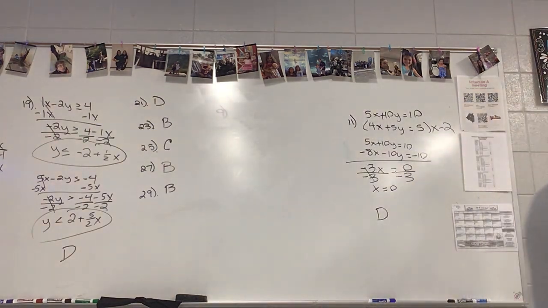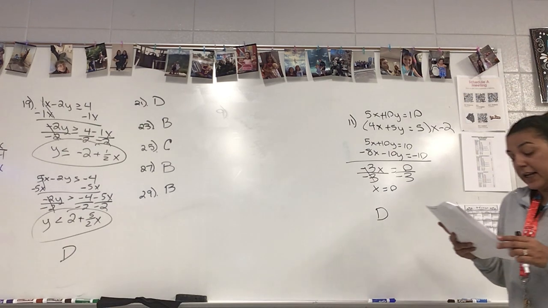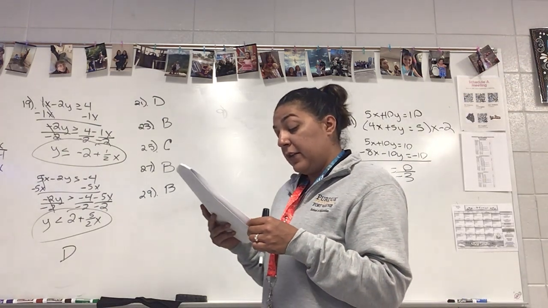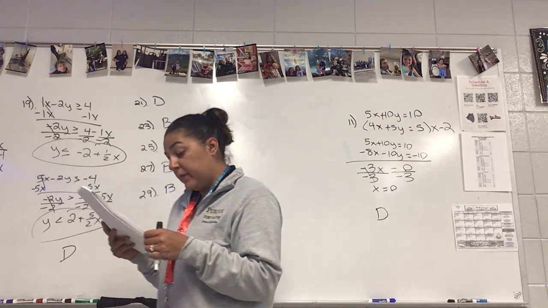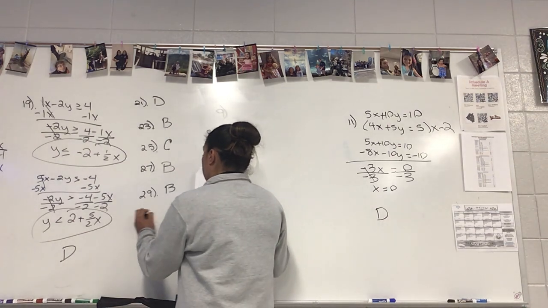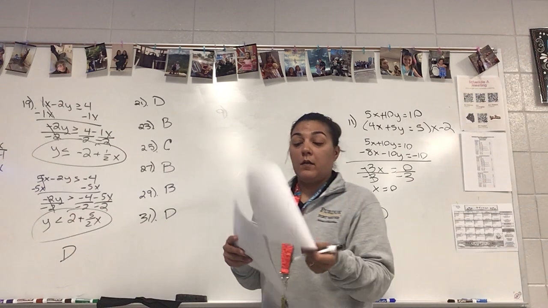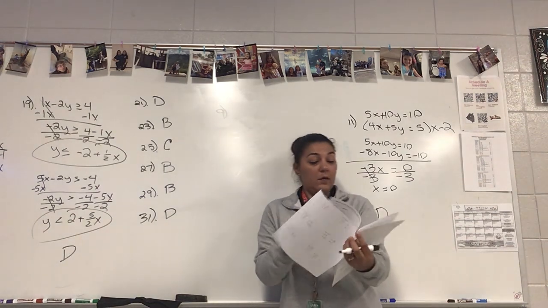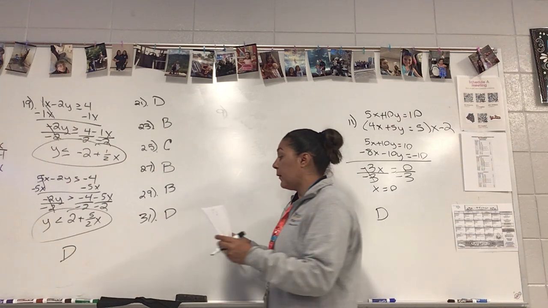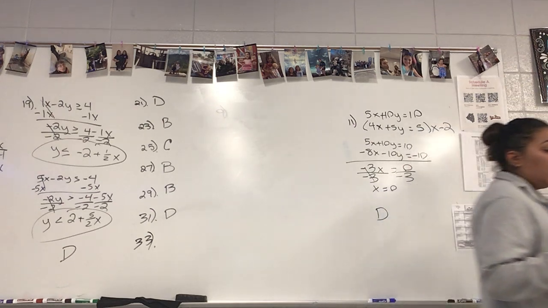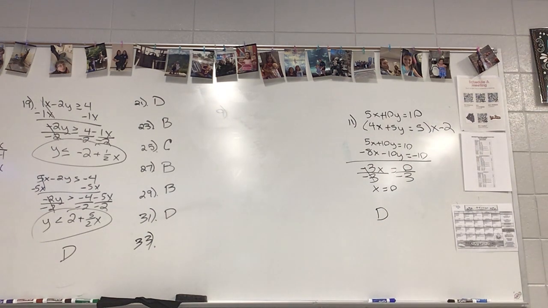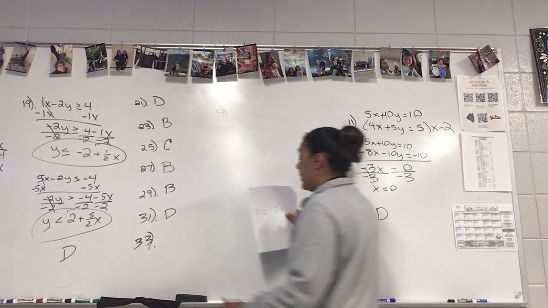31. What's that should look like? Is there any negatives? Yeah, so where do they go? Bottom. So what's it going to be? D. Okay, 33, we got B to the negative 1. Where do negatives go? Bottom. So what's it going to be? C.